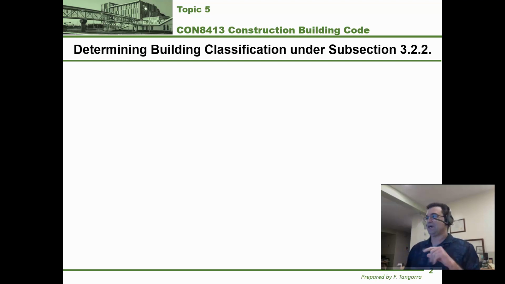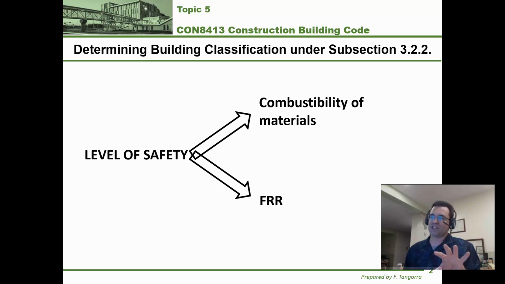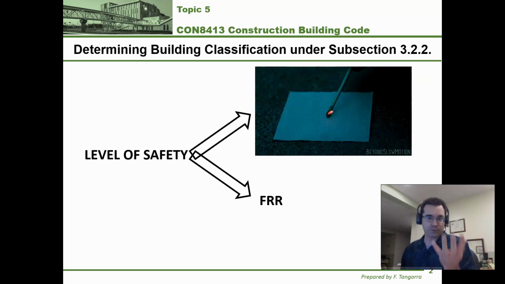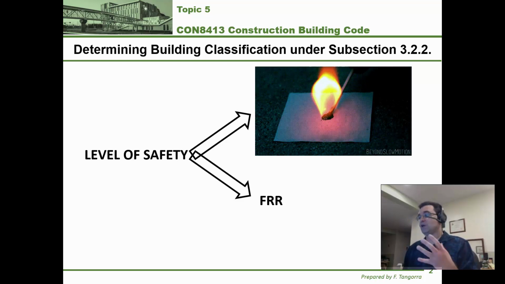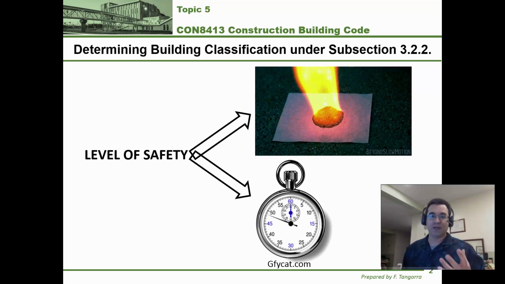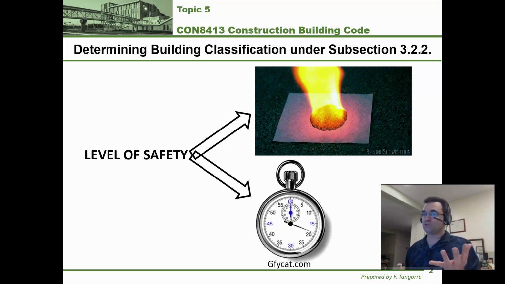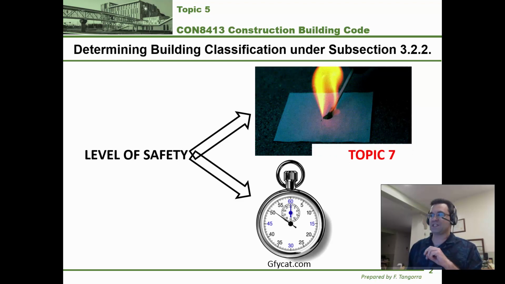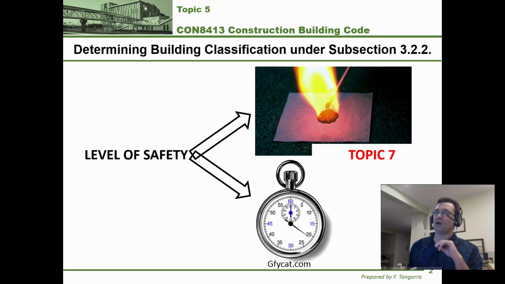Let's do this. We're touching on this because in topic 5 we started talking about levels of safety. Remember the combustibility of material and fire resistance rating? The combustibility of material was a measure of how well a material burns or not, whereas the fire resistance rating, or FRR for short, is a measure of time, of how long a material burns for if it is combustible. We're going to dive a little bit more into these two topics in topic 7, like I promised you we would in topic 5.